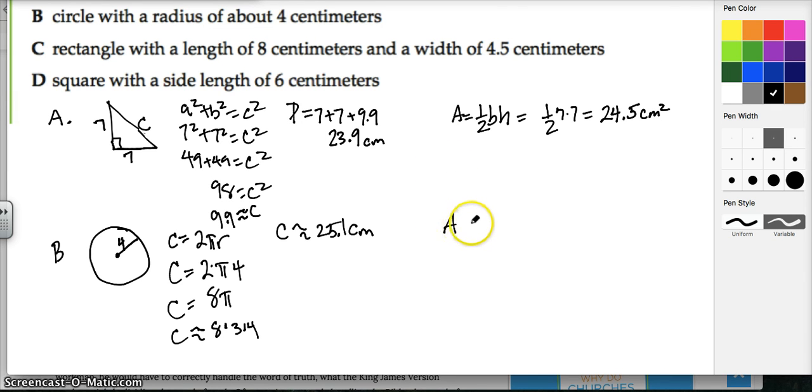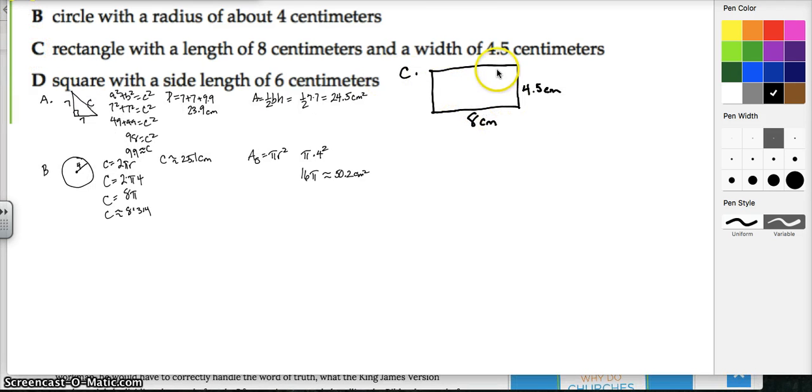Let's go ahead and find the area. Area of a circle is equal to pi r squared, so we take pi and multiply it by r squared, which is 4 squared, so we end up with 16 pi, which we can approximate as 50.24, or 50.2 centimeters squared. So clearly we've more than doubled this area. Let's see what happens when we look at different shapes, a rectangle and a square.